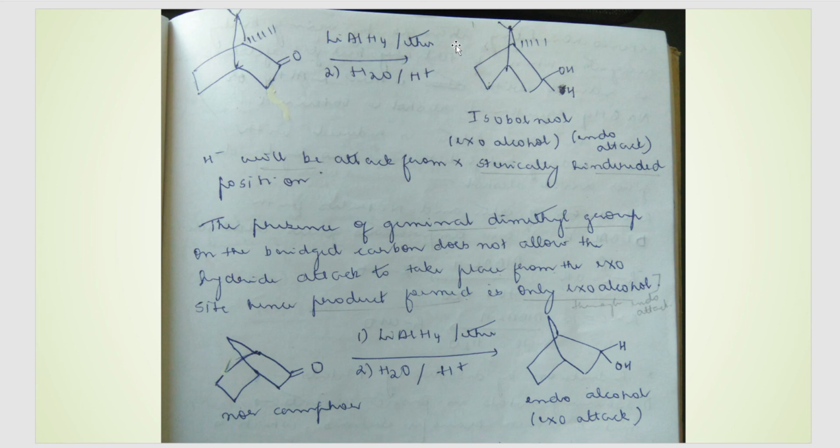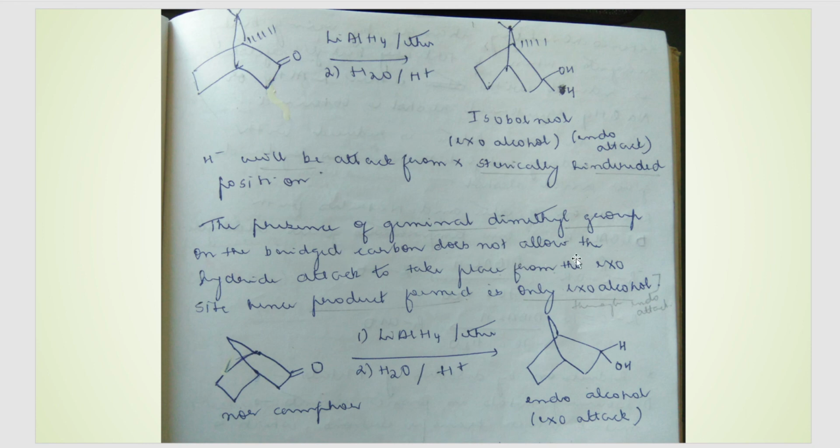If there is exo attack taking place, then you will get an endo alcohol. But here, in the case of normal camphor, because of the presence of the geminal dimethyl group, you can see that two bulky groups are present here. It gives hindrance for the reagent to give its hydride ion, because of which the reagent prefers endo attack instead of exo attack. Because of the steric hindrance created here, we get isoborneol, which is an exo alcohol.